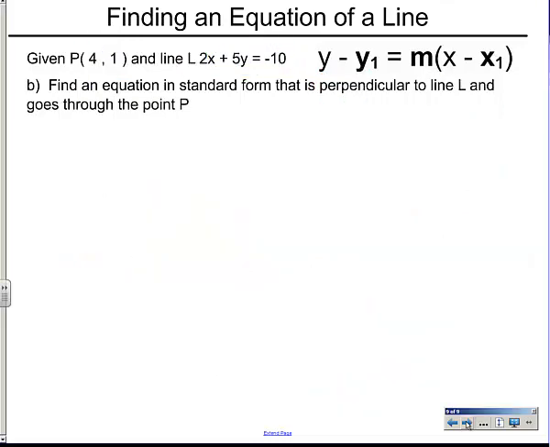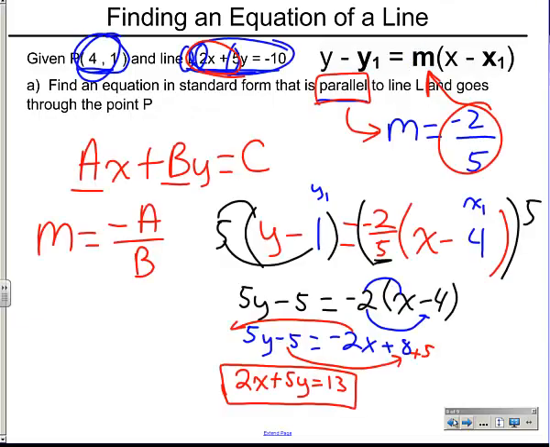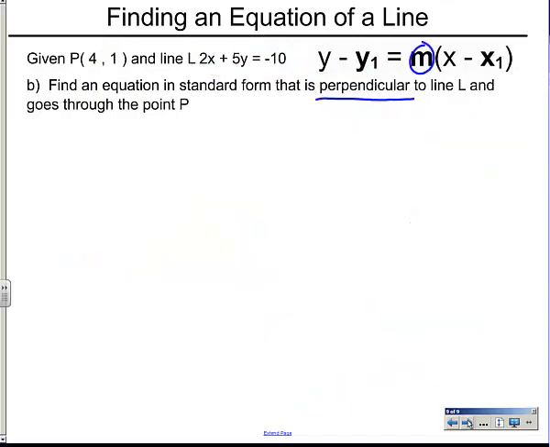For this example, we have the same scenario. We have the point (4, 1) and the line that is represented by 2x plus 5y equals negative 10. However, we want to find the equation in standard form of the line that is perpendicular to L but goes through the same point. Well, we already know what the slope of this line is. We calculated it on the previous one, and the slope was right here, negative 2/5. So I know that my slope is equal to negative 2/5.